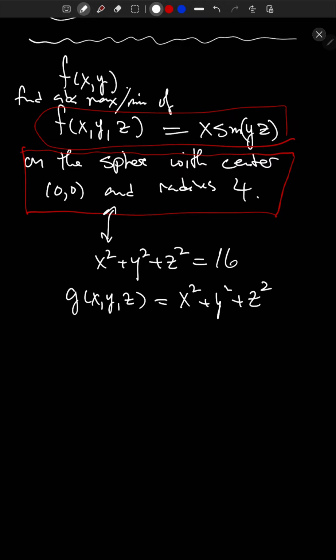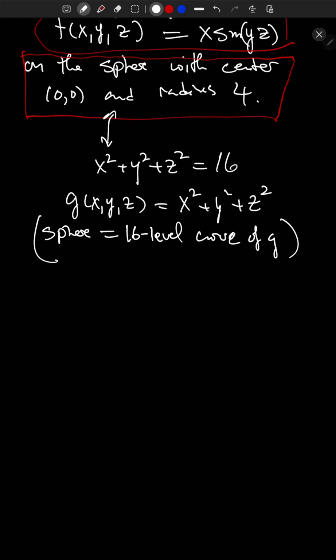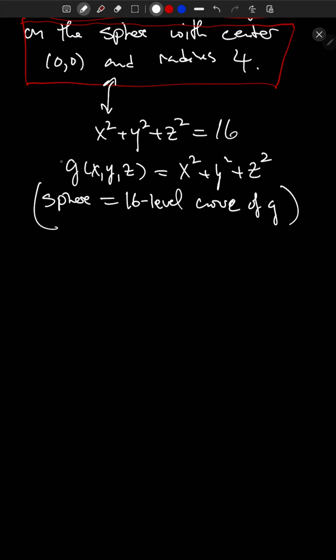And our sphere is the 16 level curve of g. Just to make sure, we always need to make sure the level curve of g actually does represent what it's supposed to.